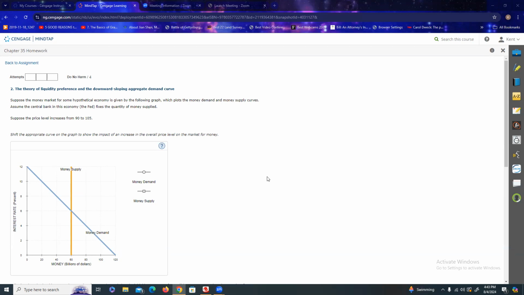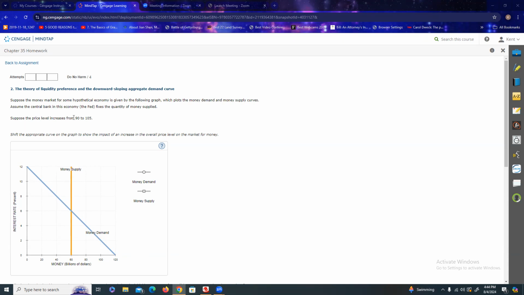Okay. So it says, suppose the money market for some hypothetical economy is given by the following graph, which plots the money demand and money supply curves. Here's money supply, fixed where the Federal Reserve decides it wants it, independent of the interest rate, so it's vertical, and the money demand curve, downward sloping.